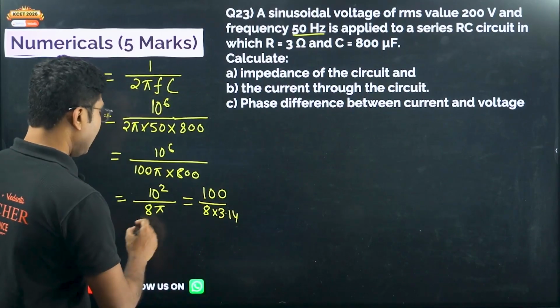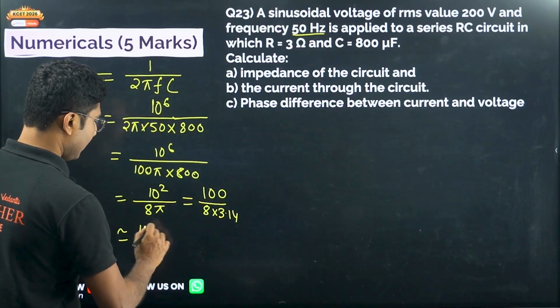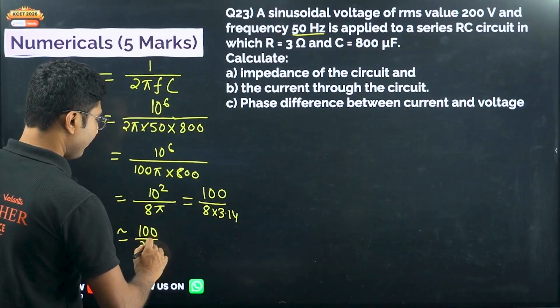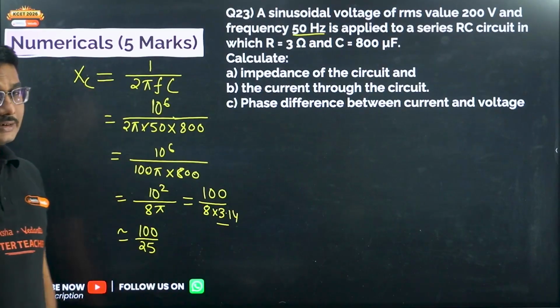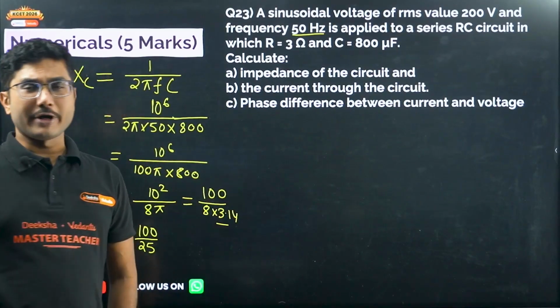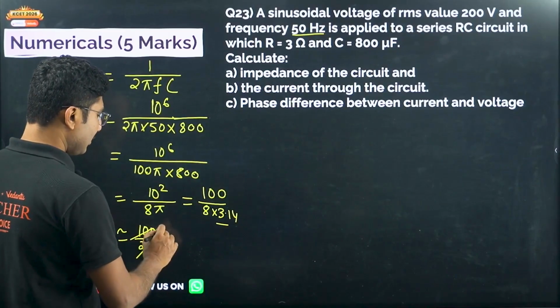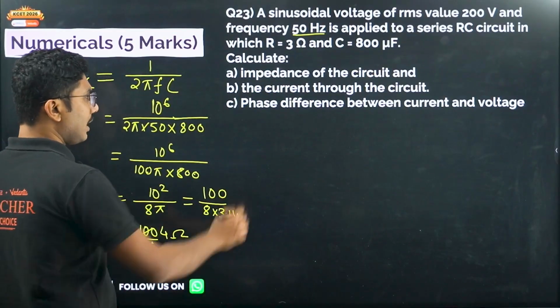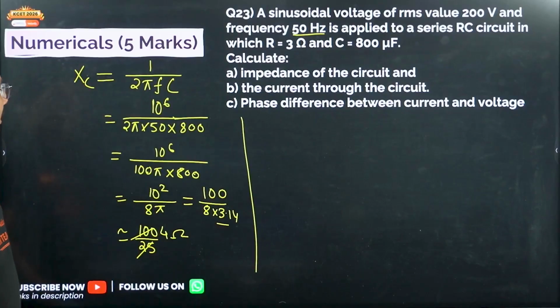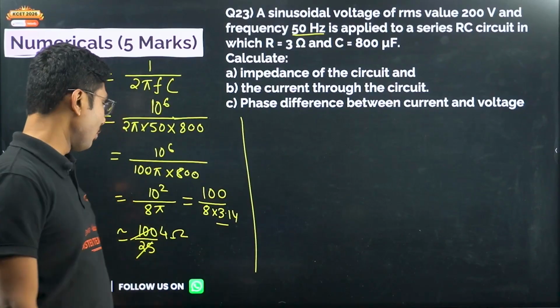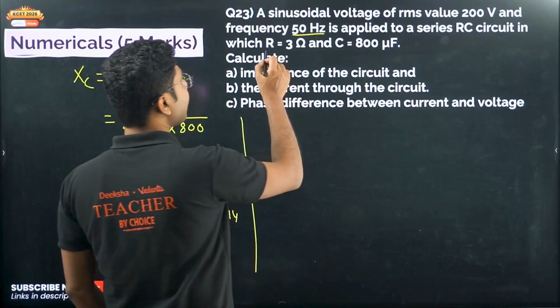Okay, so which will be approximately 100 divided by 25. If you multiply these two numbers, 3 8 is 24 and point something, which is very close to 25. So we can take this as 4 ohm. Okay, so the approximate value of the XC is 4 ohm.